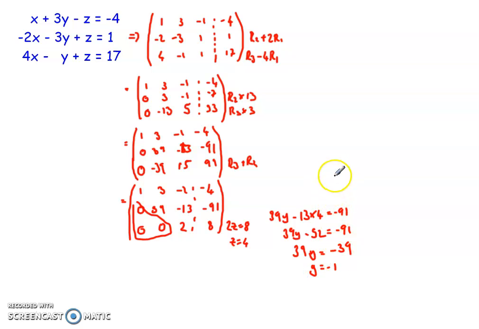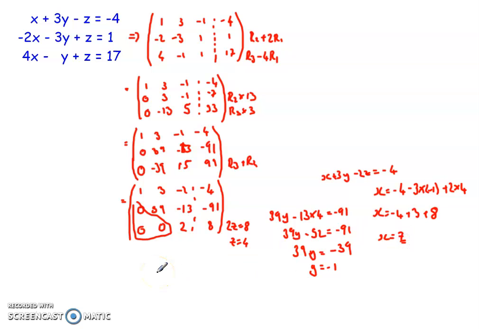Then take the top equation. What I'll end up getting is x plus 3y minus 2z equals negative 4. If I take the y and the z across here, while substituting in, what I'll get is that x is equal to negative 4. I've then got minus 3y, so minus 3 times negative 1. This then becomes plus 2z, so it's going to be plus 2 times 4. So I then get x is equal to negative 4. So 3 times negative 1 is minus 3, minus it, so I get plus 3, then plus 8. So I get x is equal to 7.